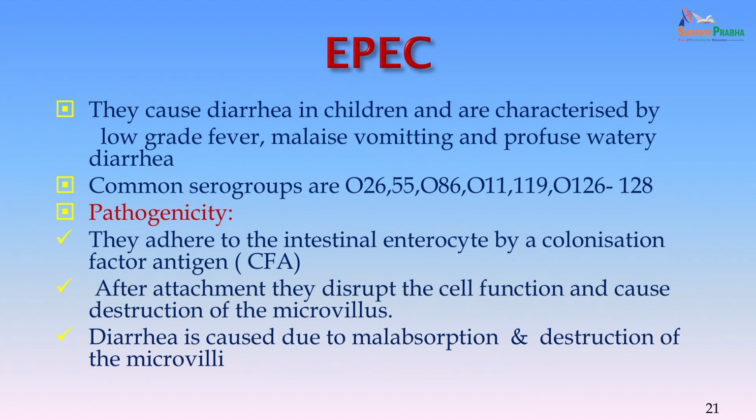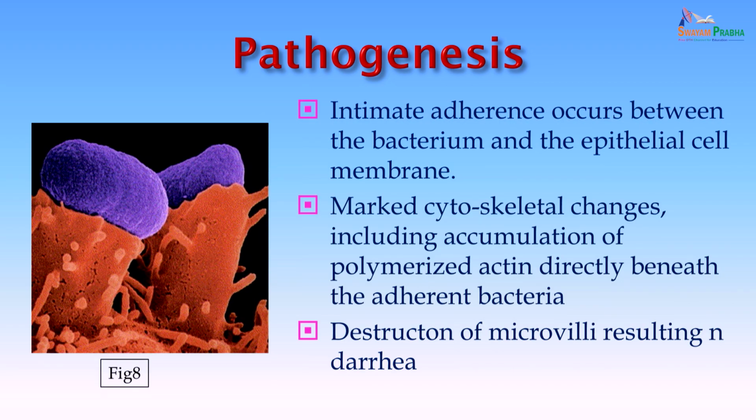Diarrhea is usually caused due to malabsorption and destruction of the microvilli. They adhere to the intestinal enterocyte by a colonizing factor antigen which is present on the fimbria, that is the CFA. Now, after they adhere, so this is a bacteria sitting on the villi of the intestine. After intimate adherence occurs between the bacterium and the epithelial cell membrane, marked cytoskeletal changes occur, including accumulation of polymerized actin directly beneath the bacteria. So, this actin is being produced beneath the adherent bacteria, and this results in effacement of the microvilli, and the microvilli are destroyed, resulting in diarrhea.